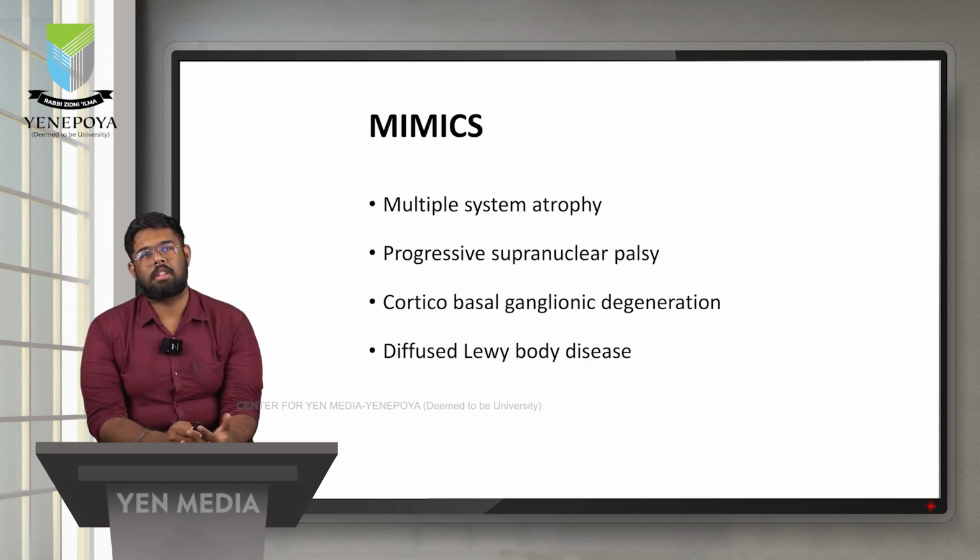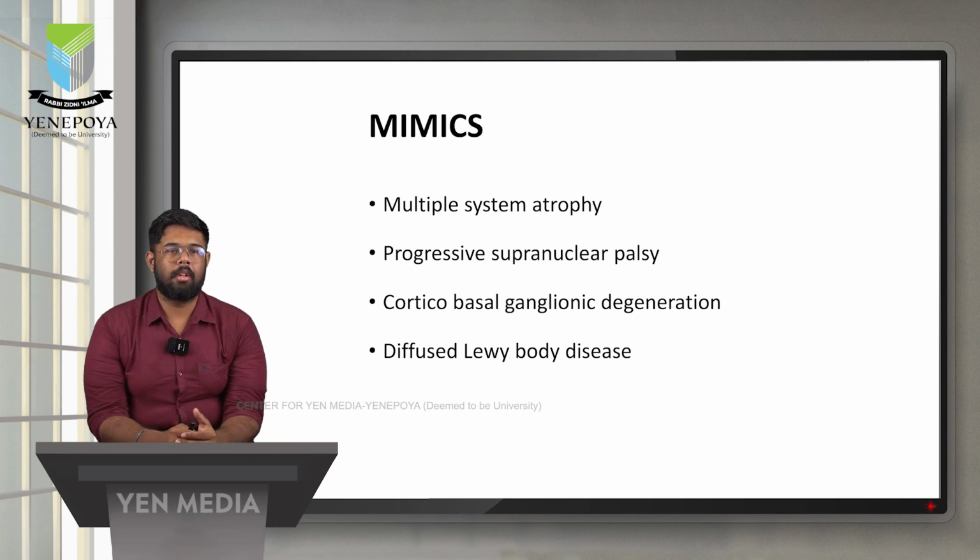Mimics are other diseases that can be similar to Parkinson's disease and are often misdiagnosed as Parkinson's: multiple system atrophy, progressive supranuclear palsy, cortico-basal ganglionic degeneration, and diffuse Lewy body disease. Multiple system atrophy is where there will be incoordination in the patient and a tendency to have frequent falls. Progressive supranuclear palsy also has symptoms similar to Parkinson's. Cortico-basal ganglionic degeneration is where there is degeneration in the cortex and the basal ganglia, which is similar to Parkinson's disease.